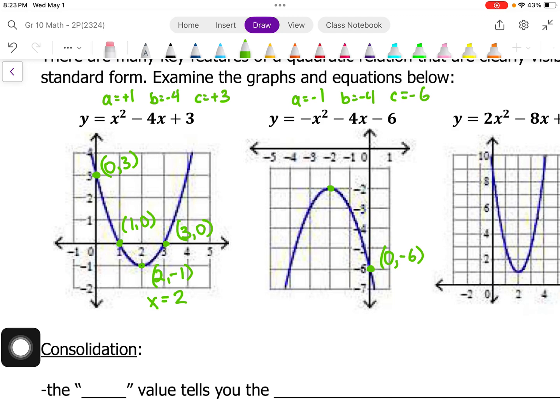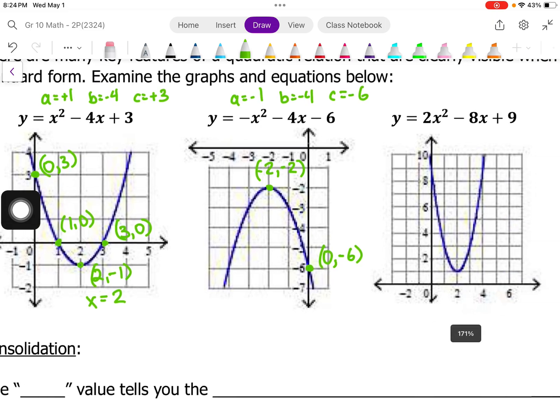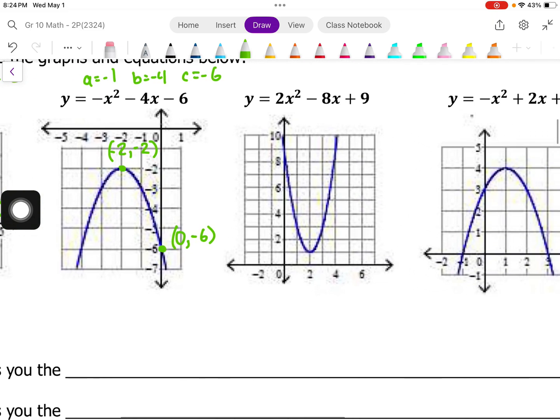And our vertex is at (-2, -2), it looks like. So once again, nothing to do with the vertex in here. But I do have a -6 here and a -6 here, so it looks like my y-intercept may be related there. And here I have a 3 and my y-intercept is a +3. So it looks like there may be a connection between my c value and my y-intercept. So let's investigate that further and see if we notice anything.